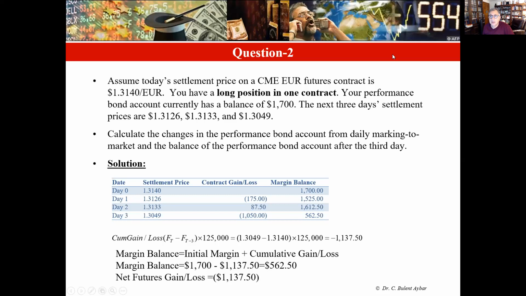So the second question is very similar. In this case, we have all the same parameters in the problem. The only thing that is different now, we have a long position in the contract. So when we have a long position in the contract, daily gains and losses can be calculated by using this formula. I'm going to type it in here.